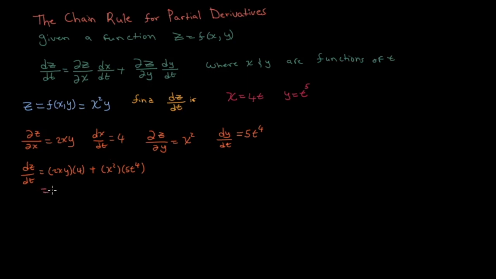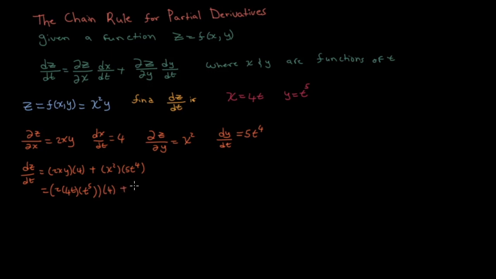Okay, now as you can see here, this is not all in terms of t. So what we can do to put it in terms of t is substitute. We're going to go 2 times x, and in this case x is 4t, so 2 times 4t, times y, which is t to the power of 5, times 4.